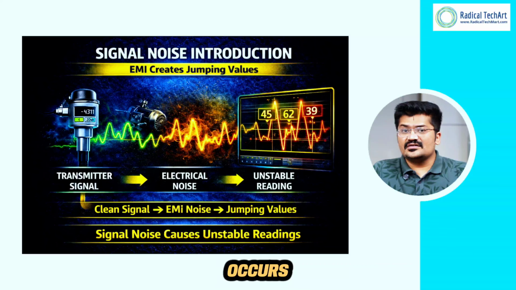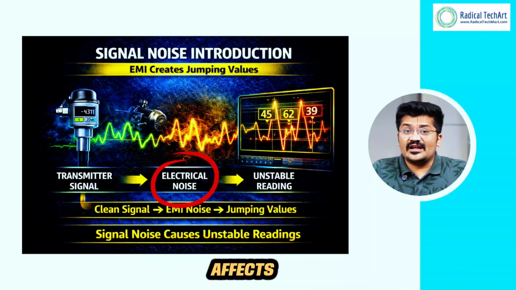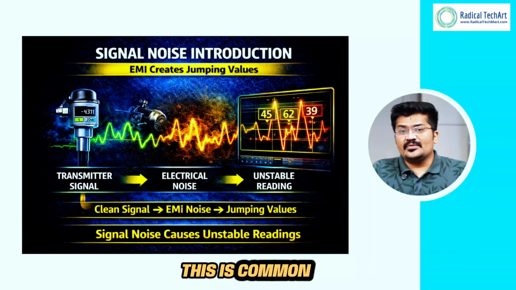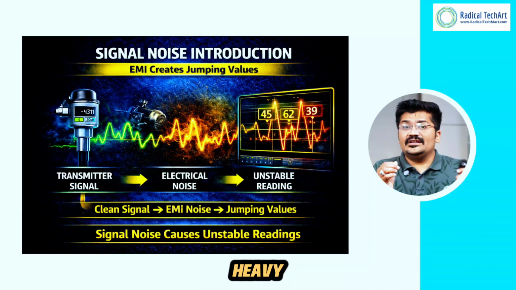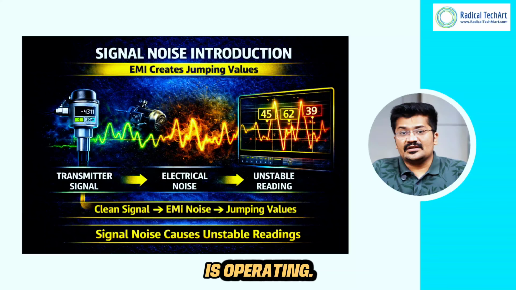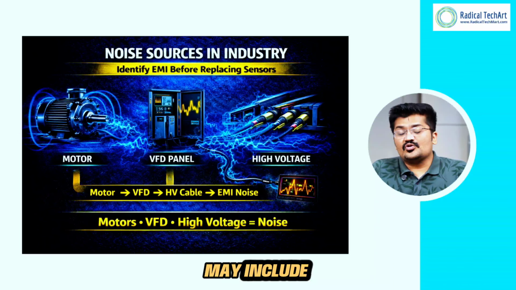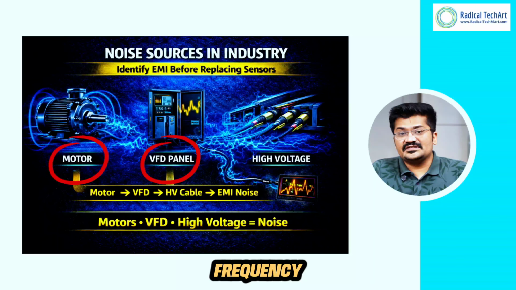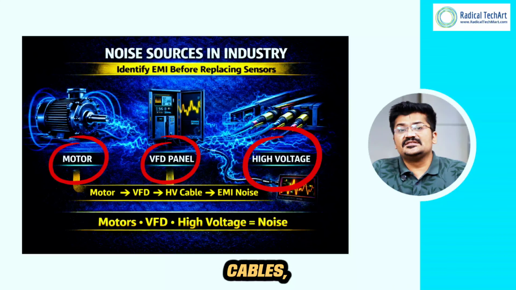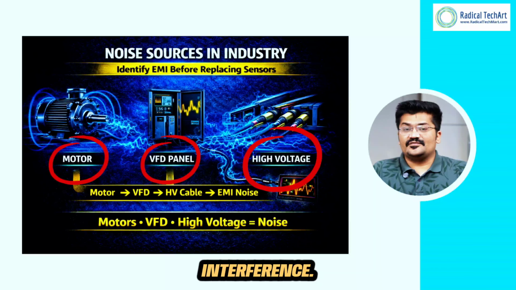Another common problem is signal noise. Signal noise occurs when electrical interference affects the measurement signal. This is common in industrial environments where heavy electrical equipment is operating. Sources of noise may include motors, variable frequency drives, high voltage cables, and electromagnetic interference.